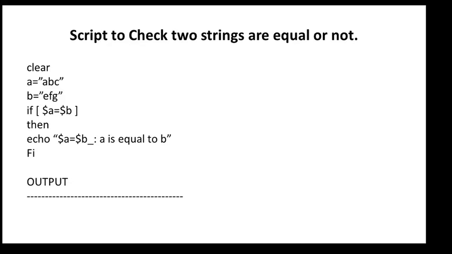Script to check whether two strings are equal or not. Clear. First we'll initialize the variables. A equals ABC, this is string 1, and B equals EFG, this is string 2. In the if statement, it is going to compare both strings, that is $A equals $B. Then echo "A is equal to B". Here they are not equal, that's why the output will be nothing.